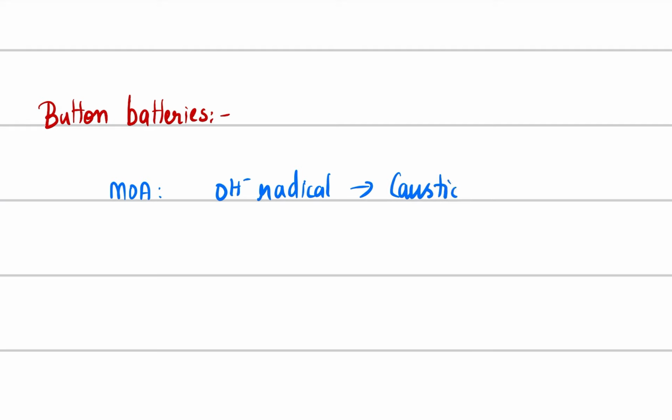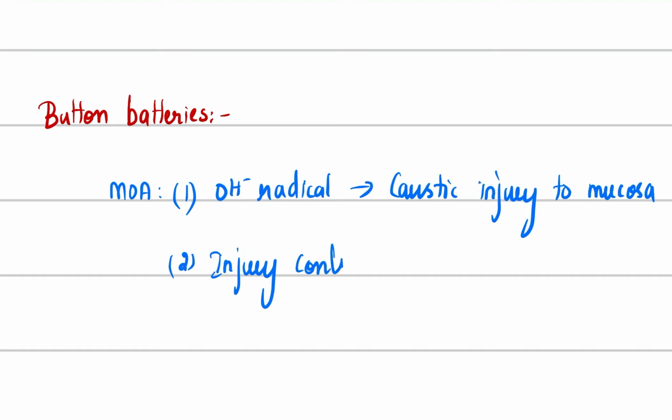So let's talk about button batteries, and why are we talking about button batteries? Button battery ingestion, what is the importance? The importance of button battery lies in the fact that it causes injury, erosive injury, caustic injury, right? That is why we are worried. So what is the mechanism of action? The hydroxide radical that is produced results in caustic injury to the mucosa. Okay, caustic injury to mucosa. And it's not enough if you just remove the battery, you still have to observe because injury continues to happen even after removal.